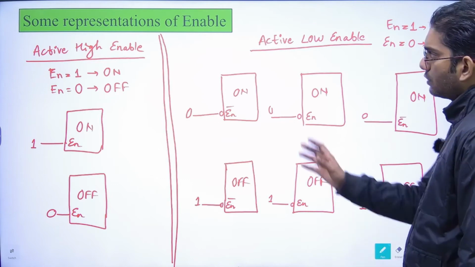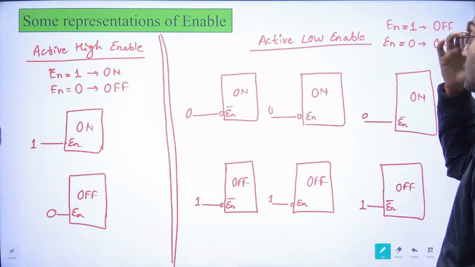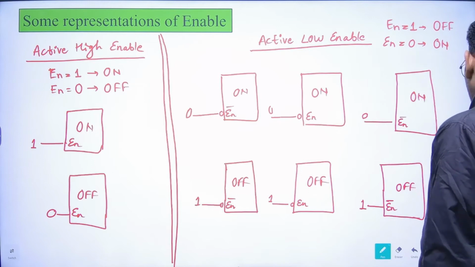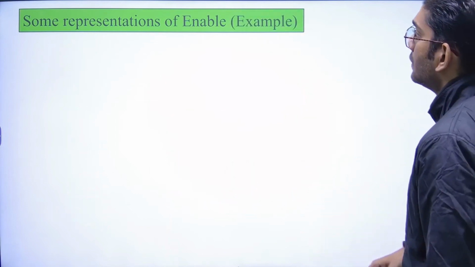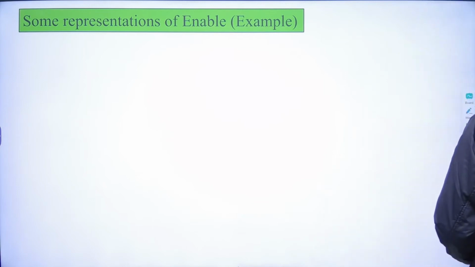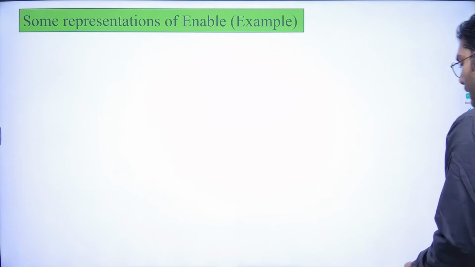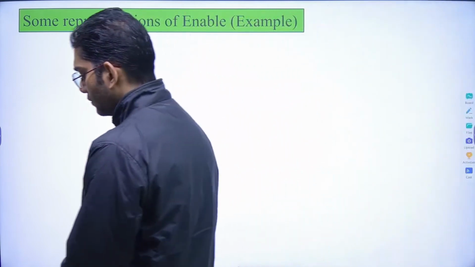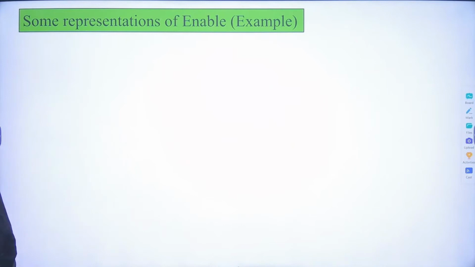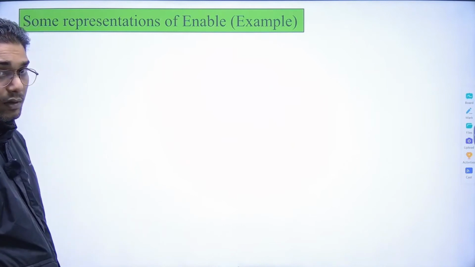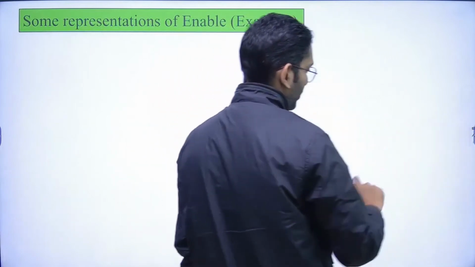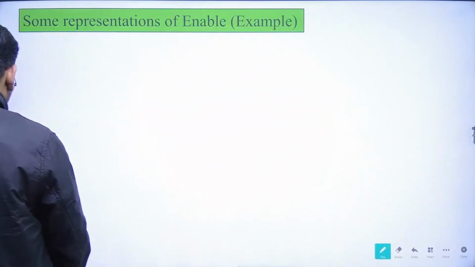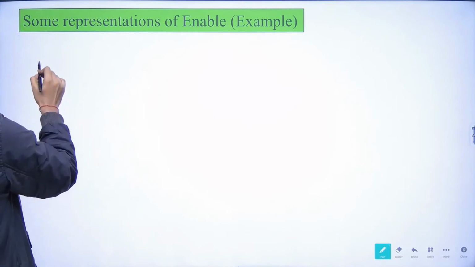Okay, so these are the basic representations of the active high enable and the active low enable. Now, coming to the next thing. Here I would be taking one example, so based on this example you would understand the concept of the enable.